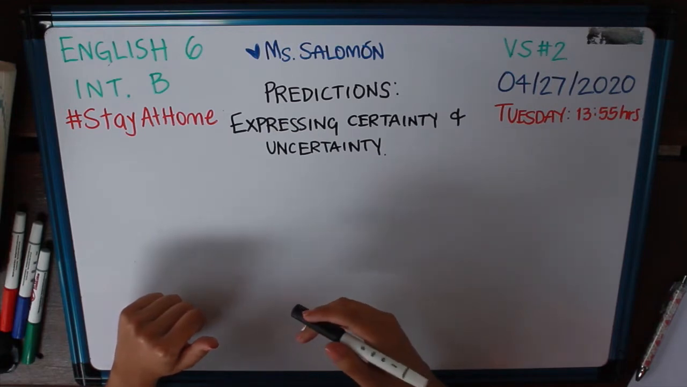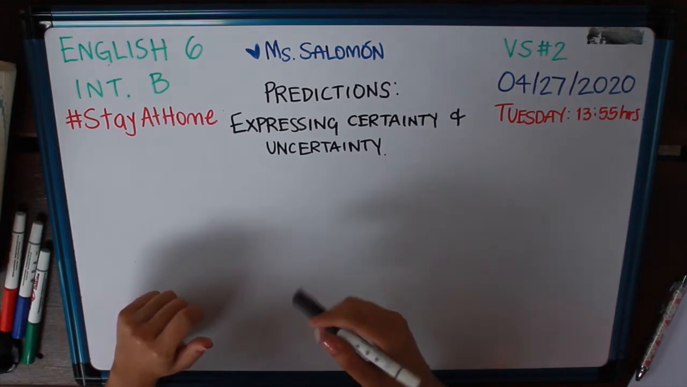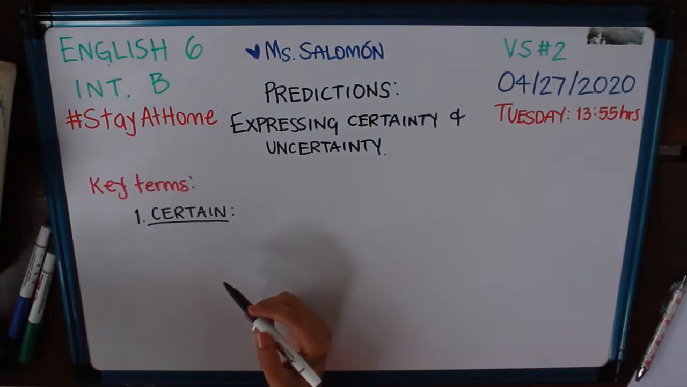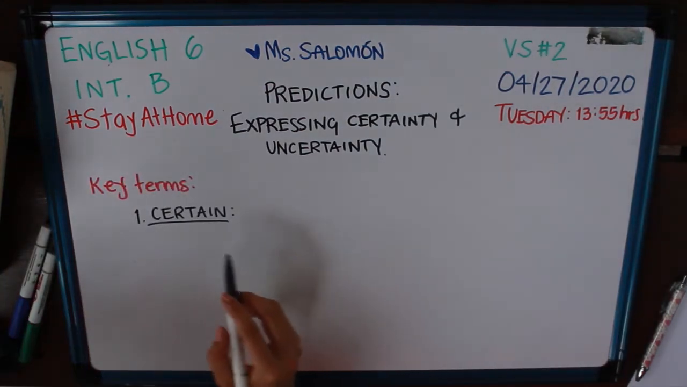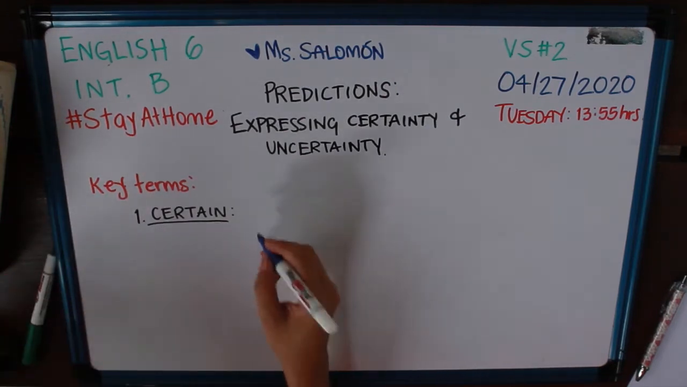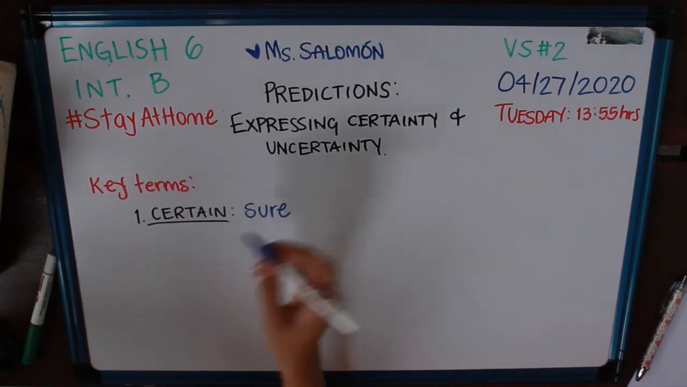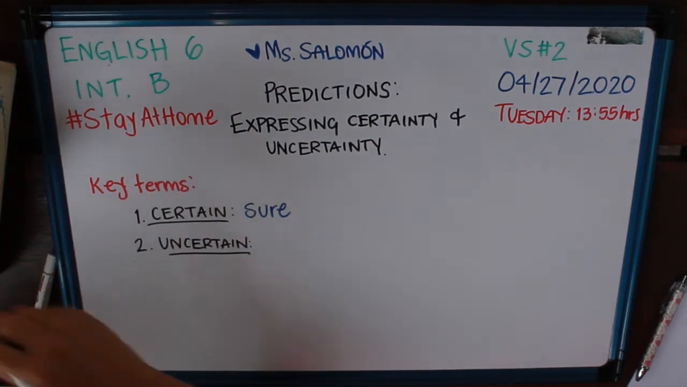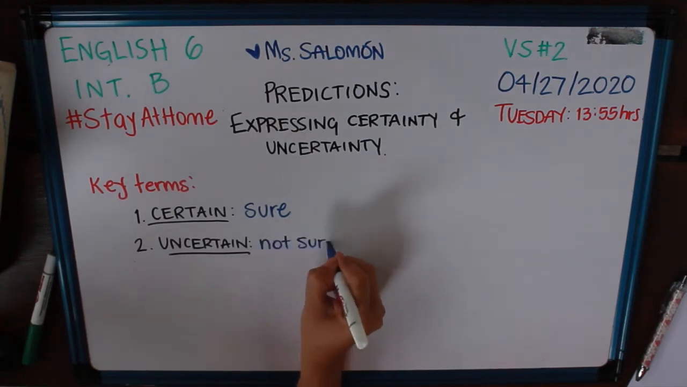But before we start, I would like to take some time to explain some key terms in this lesson. The first key term that we want to explain is the term certain. When we talk about being certain, what we're saying is that we know something for sure. When we use the word uncertain, we're saying that we are not so sure.